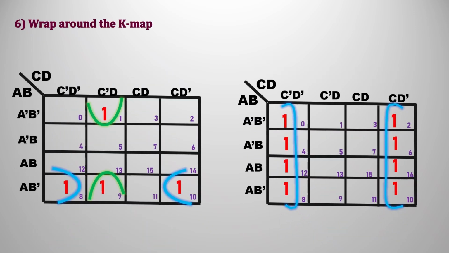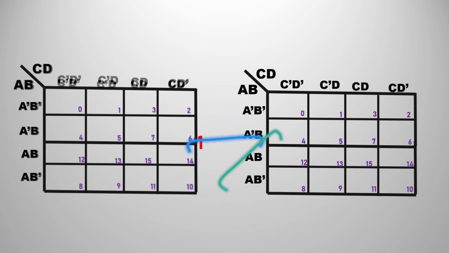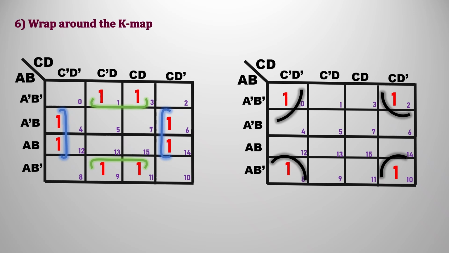So if you also consider this example, we can make a group of 1 and 9 and 8 and 10, because these are corner groups. This is allowed, and this is also allowed. We can make a group of 8 elements, that is 0, 4, 12, 8 and 2, 6, 14, 10. This is also allowed.